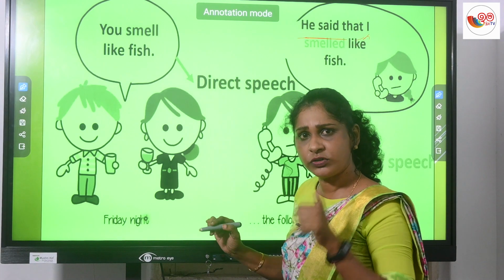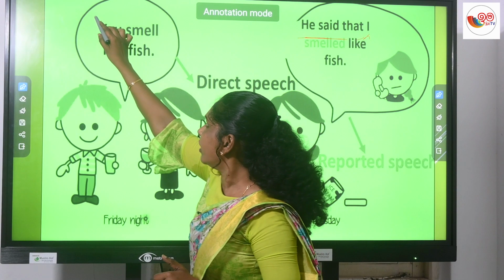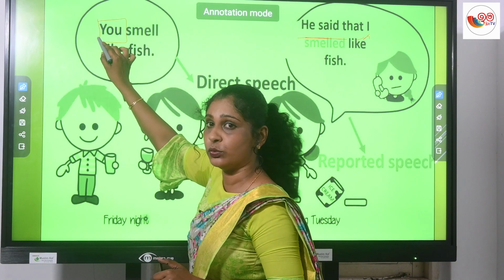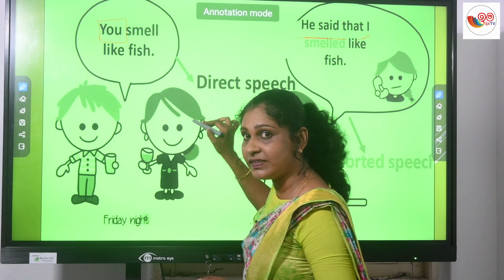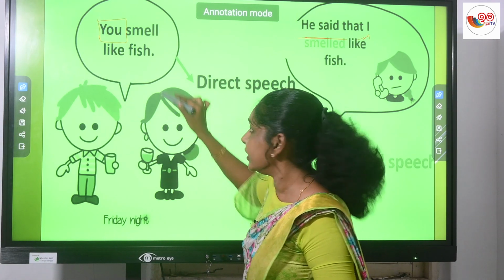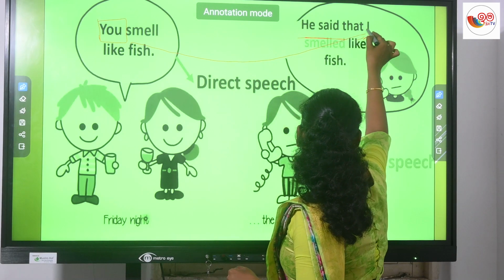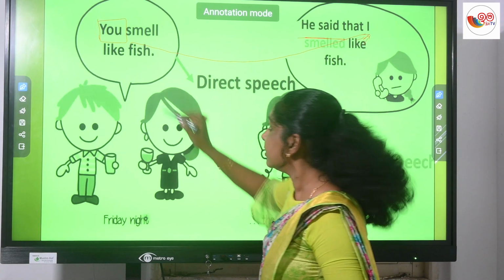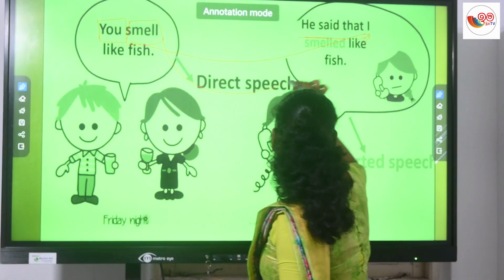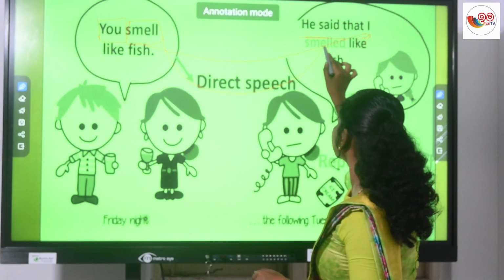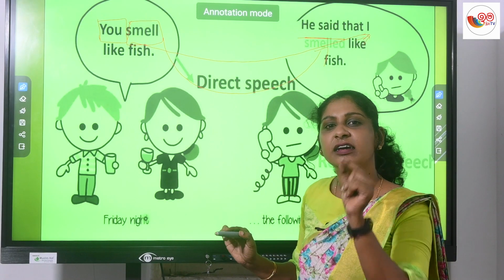He said, what? Here you have to do the changes. You is a subject pronoun. How can you change it? He is telling to this girl only. So, I. This is the verb. Smell. How can you change? Simple past. I smelled like fish.